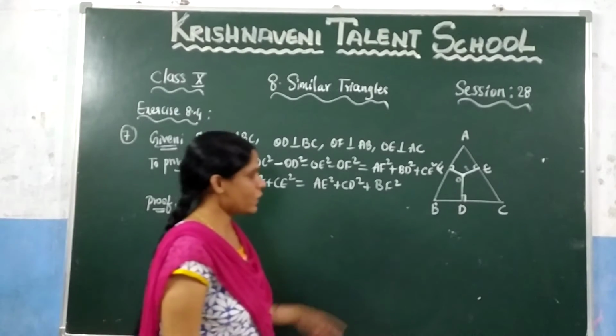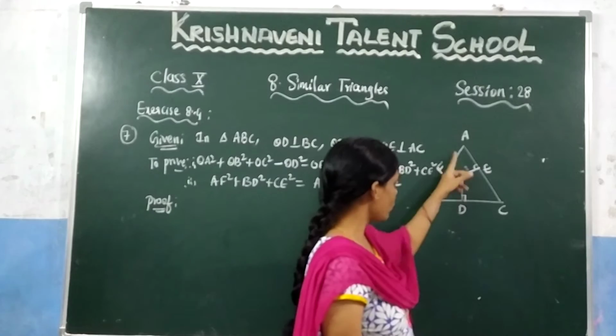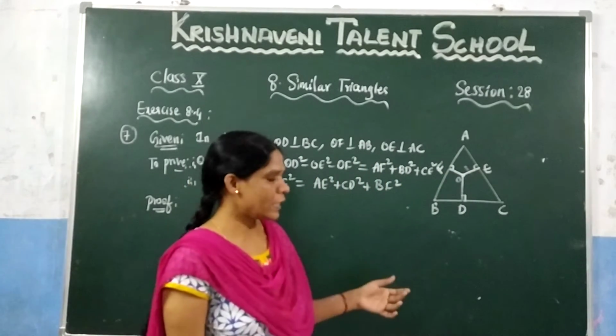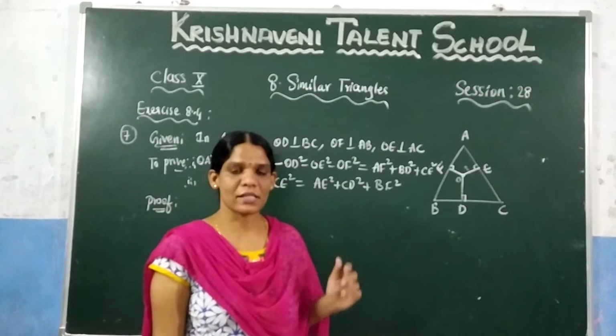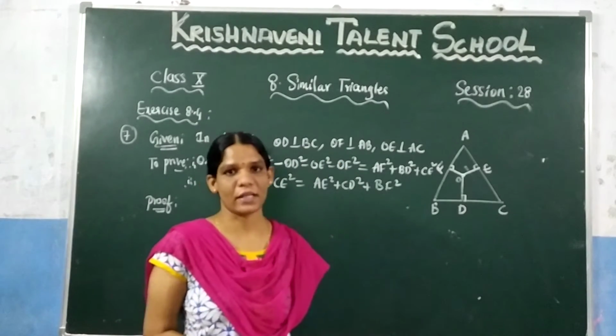Now, what they have given here: OD is perpendicular to BC, OE is perpendicular to AC, and OF is perpendicular to AB. Here they have given perpendicular lines. Now, you can make one construction such that you need to draw a right angle triangle.